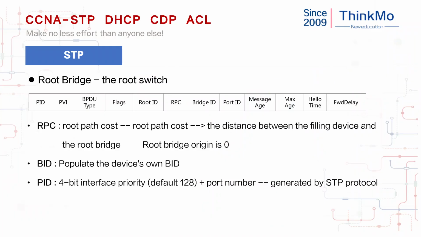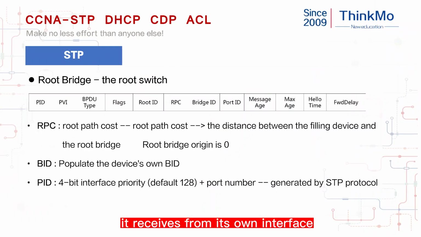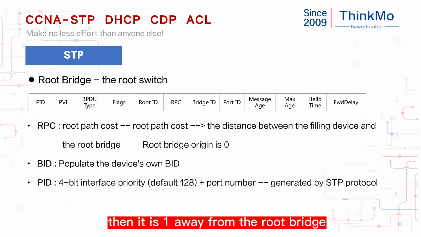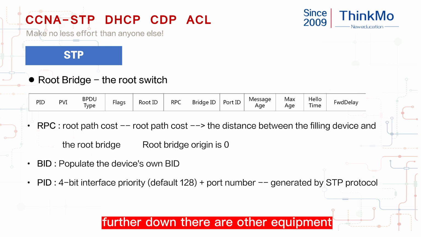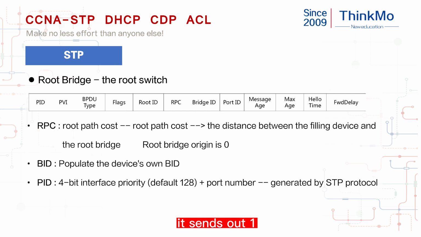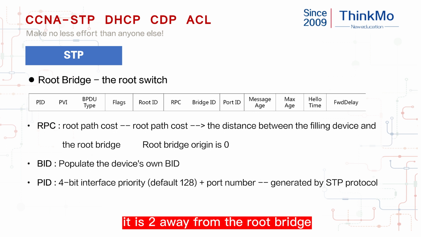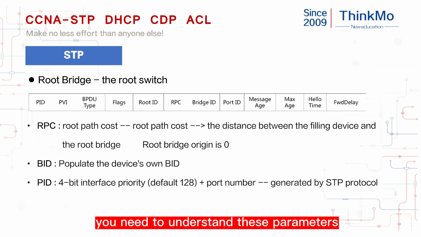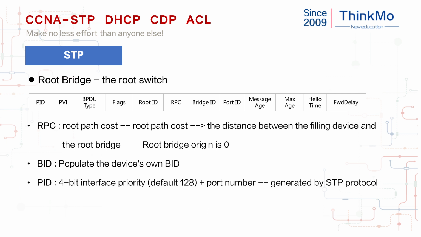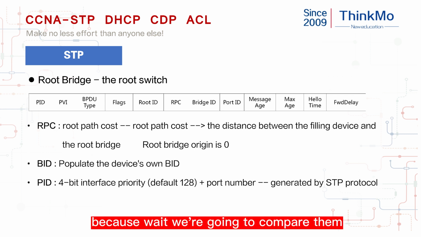For message 1, it receives from its own interface a 0, but it has to add its own cost. Then it is 1 away from the root bridge. Further down there is other equipment. It sends out 1, and its own interface is 1, so 1 plus 1. It is 2 away from the root bridge. Okay. You need to understand these parameters, because we're going to compare them.